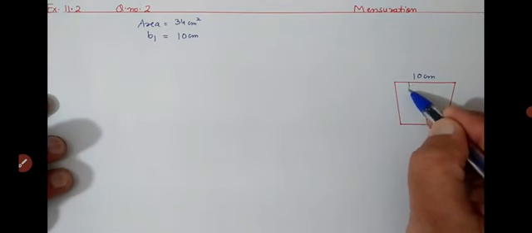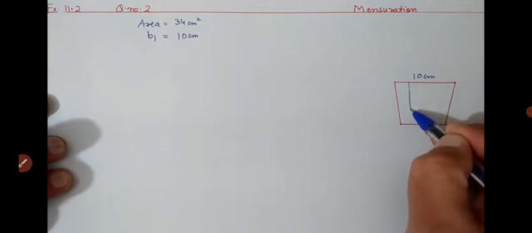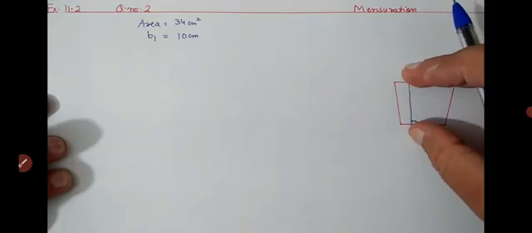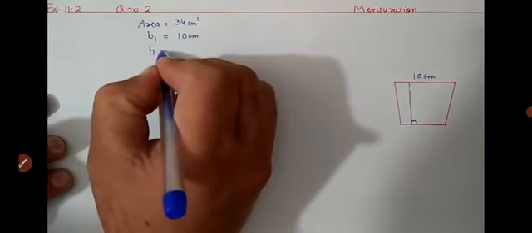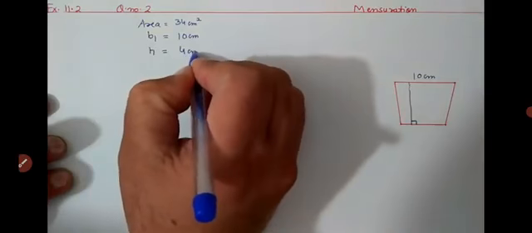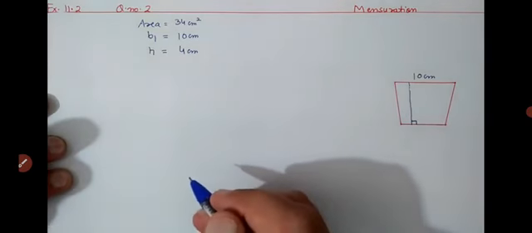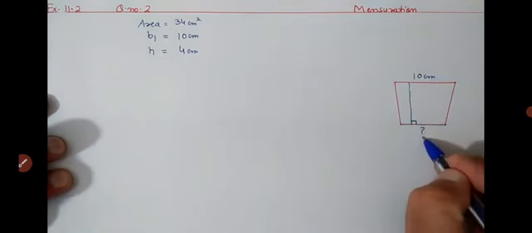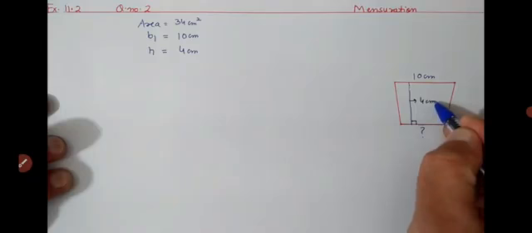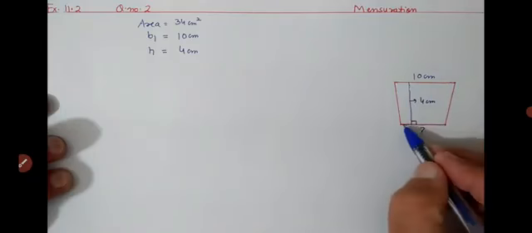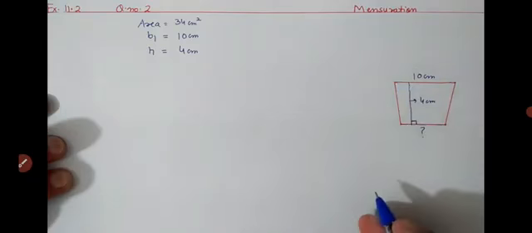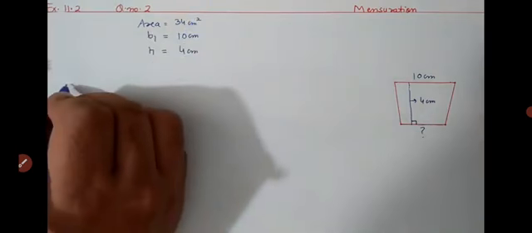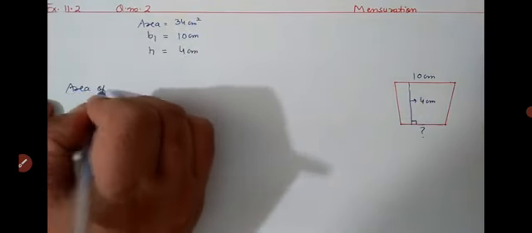Height, what is the height? Height is 4 centimeter. Okay, find the length of the other parallel side. So we have to find B2. We don't know what B2 is. Okay, so we find B2. Okay, understand? This is 4 centimeter, this is 10 centimeter, and the overall area of the trapezium is given. Okay, so what is the area of a trapezium?